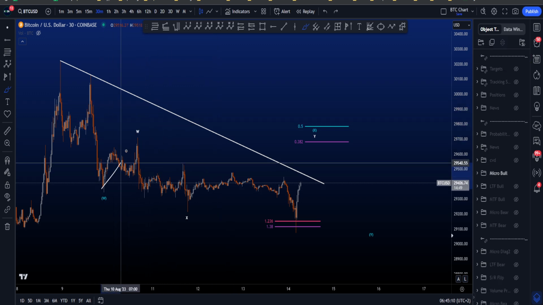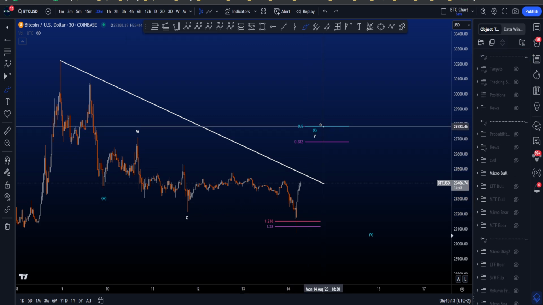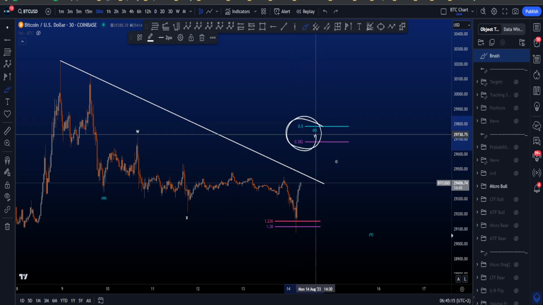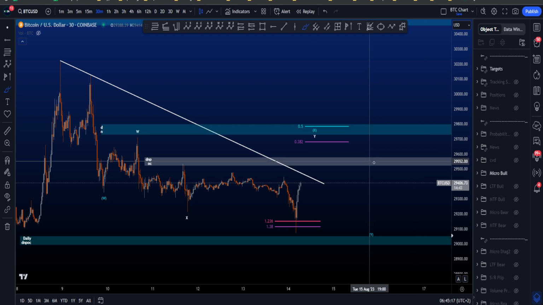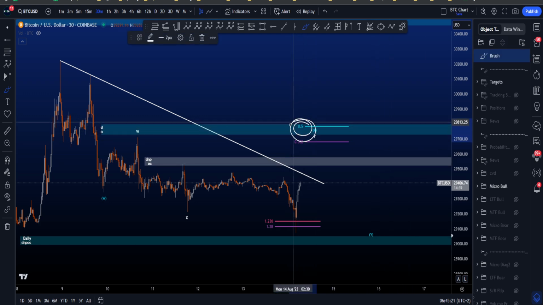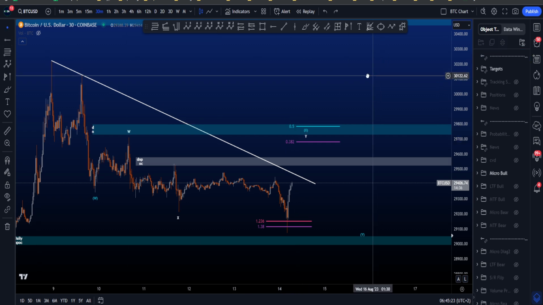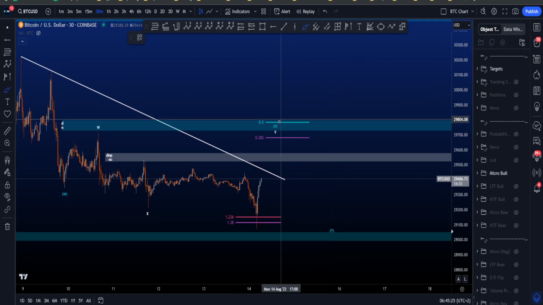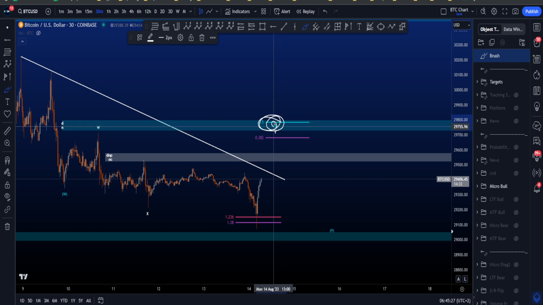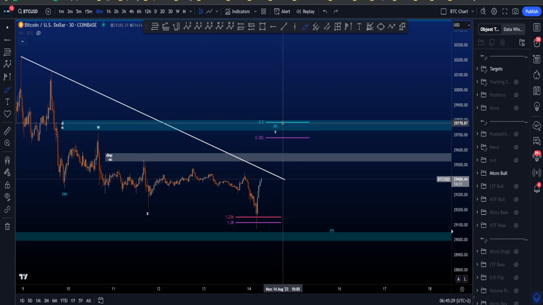So therefore, I'm then looking for a more complex structure where wave X preferably is going to end around the 0.382 to the 0.5 area. And guess what? That's also again in confluence with the target box that we have over here. So both in the bullish and the bearish micro scenario, preferably we're looking for a little bit more upside towards that 29.7k area.